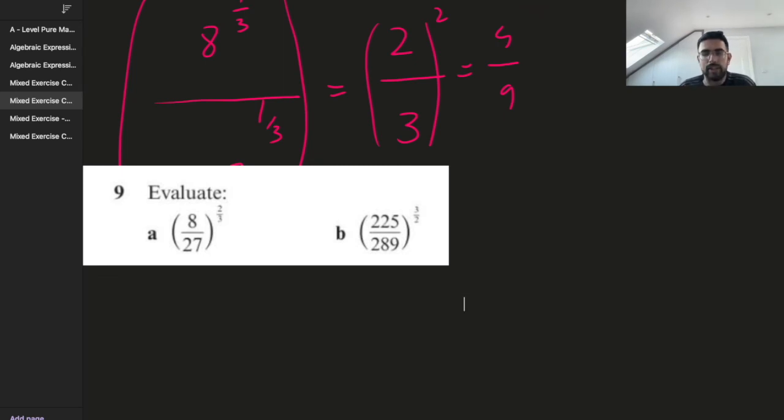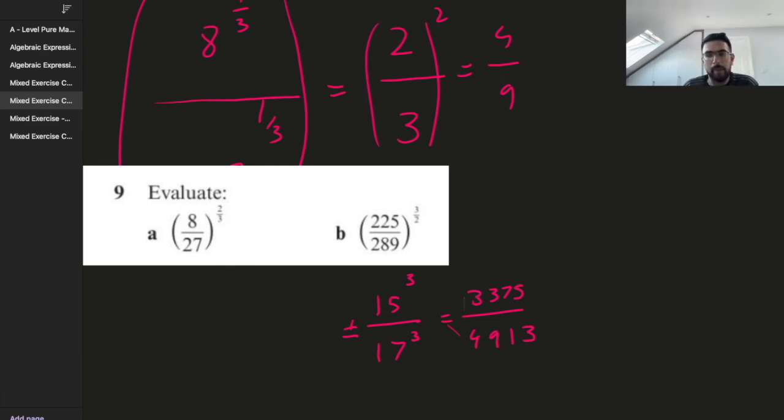So for part B, what we have is... Oh, I've lost my screen. So we've got 225 over 289. So what I'm going to do is I'm going to square root both sides. Remember, when we square root, we always get a positive and negative. So we're going to end up with the square root of... I'm essentially going to get plus minus 15 over 17. And this is going to be cubed. So 15 cubed is... I unfortunately will need my calculator for this one. So it's going to be 3,375. And 17 cubed is 4,913. Perfect.